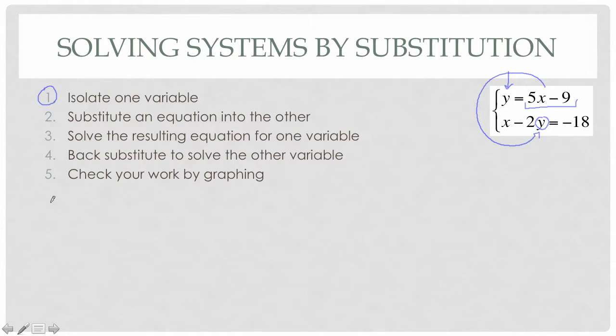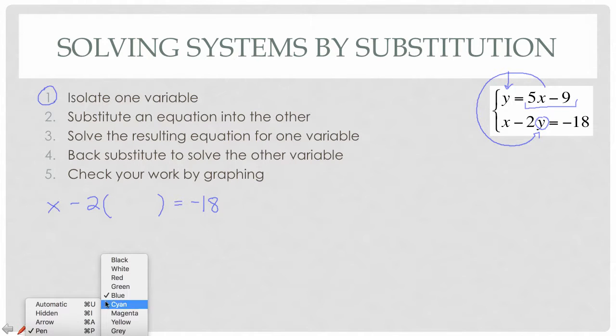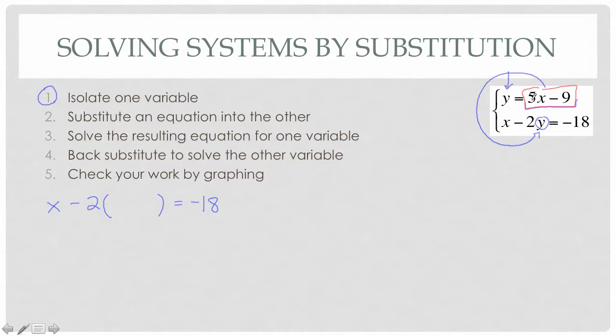So here's what we got. We have x minus 2 times y, but I'm substituting something in place of y, equals negative 18. So there's my original equation. I left a big blank where y is because now I'm substituting everything y equals. Y is equal to 5x minus 9. So if I put 5x minus 9 right there, that's the same equation. It used to be y, but I substituted 5x minus 9 in place of it.